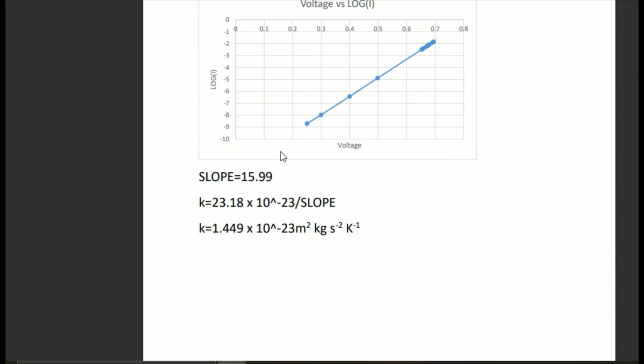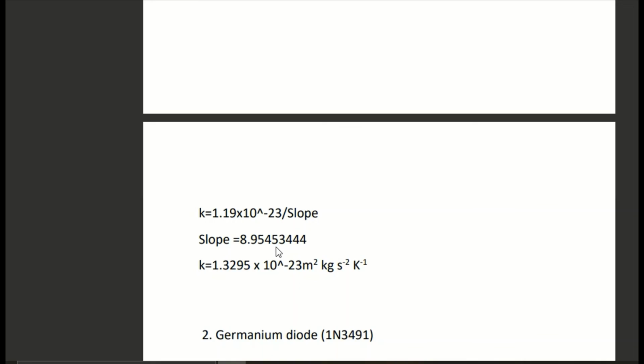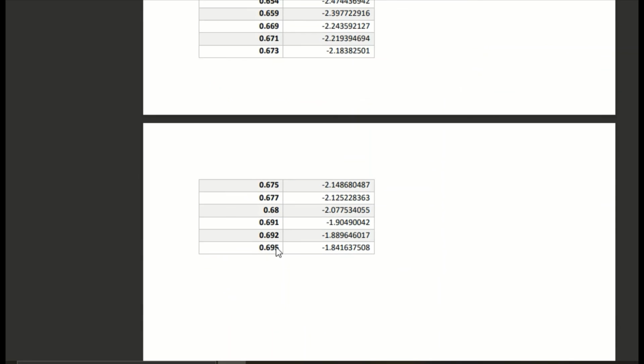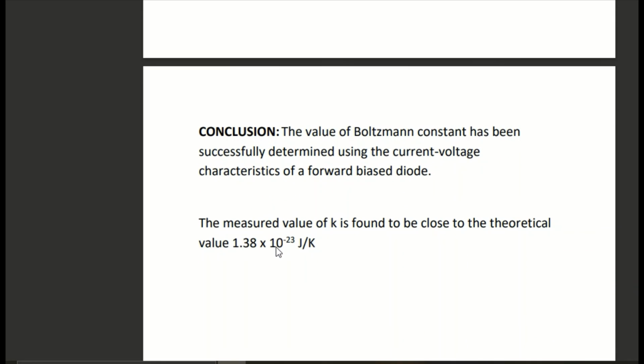we get a graph. The slope will vary according to the different type of diodes used, but the formula for each is different, so we will get almost the same value for this if we compare. So we successfully determined the value of Boltzmann constant using the current voltage characteristic of a forward bias diode. So nearly it is equal to 1.38 x 10^-23 joule per Kelvin.